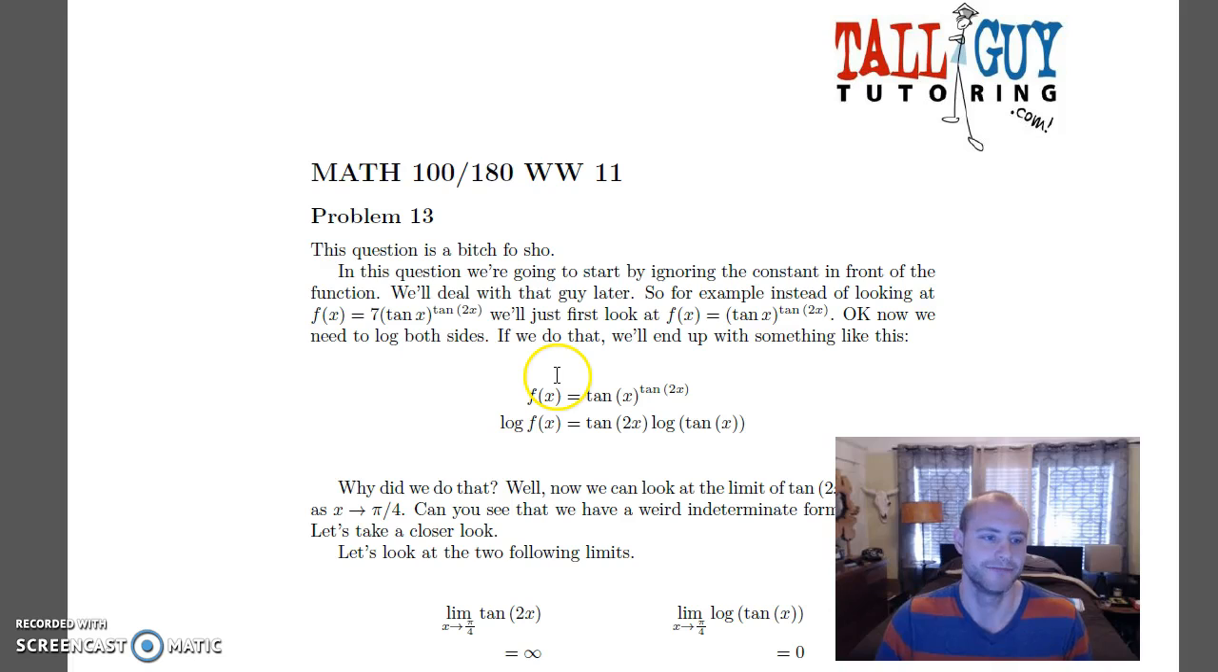So you're going to have this constant in front of your function. Let's forget about that for now. That's going to be really, really easy to take care of after. If we can find the limit of f of x as x goes to pi over 4 of just this stuff here, then we'll put the 7 in later. So we're going to start with just f of x equals this stuff here.